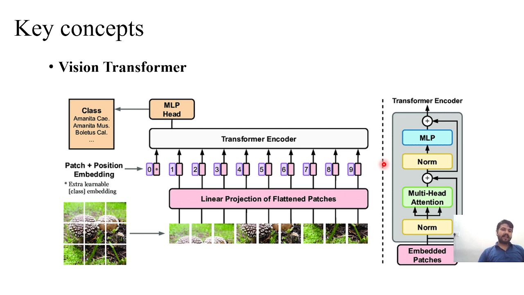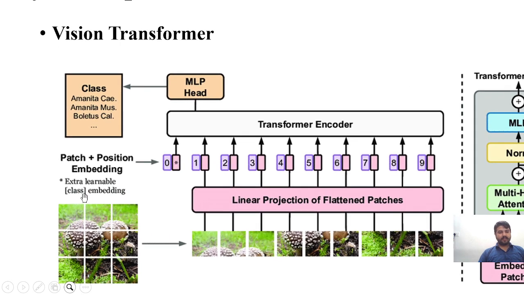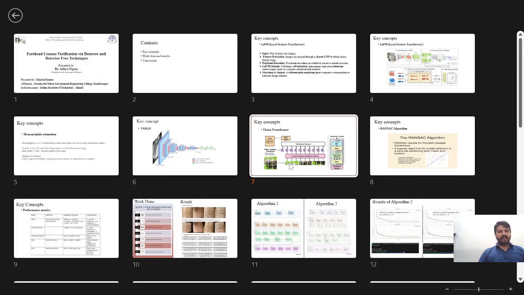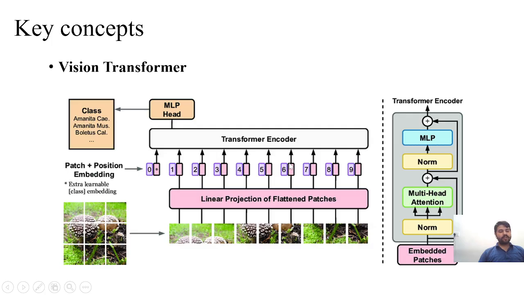Next, I explored the vision transformer. Vision transformer is similar to the concept of the transformer that we use in the NLP, in which we tokenize the input sentence and convert it into the embedding. Similarly, in case of computer vision, we divide the images into equal size patches.